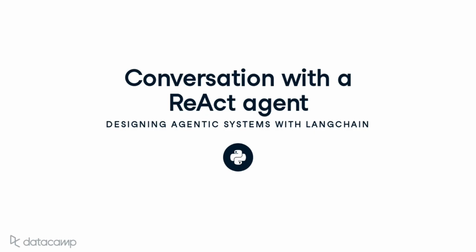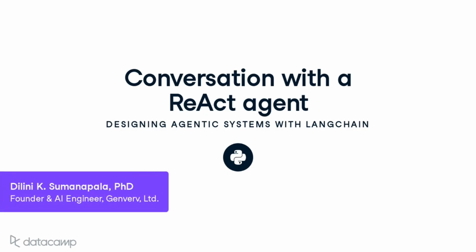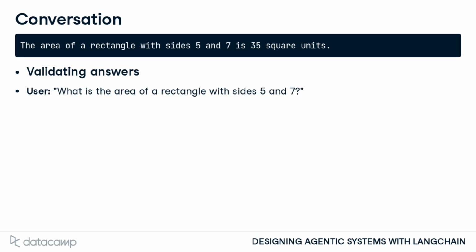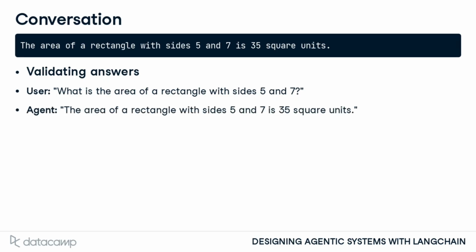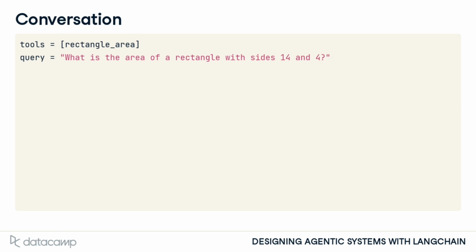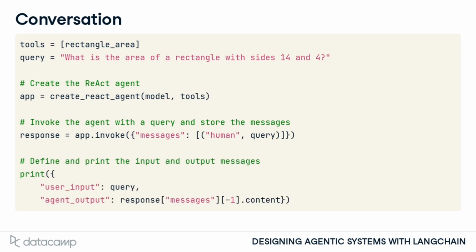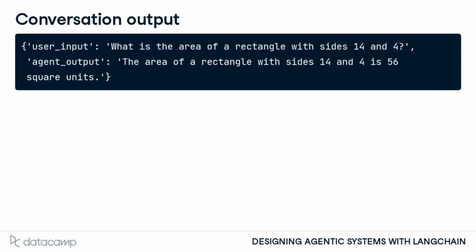Nicely done. So far, we've just been printing the agent's outputs. It's also useful to know that our agent is responding correctly by printing both the user's query as well as the response. First, we'll define our tools and query. Then, we'll set up our agent using a preloaded model and tools. Next, we'll invoke the agent and store the response before printing both the query, labeled user input, and the agent's response as agent output. When we examine the output, it looks like our agent is working.